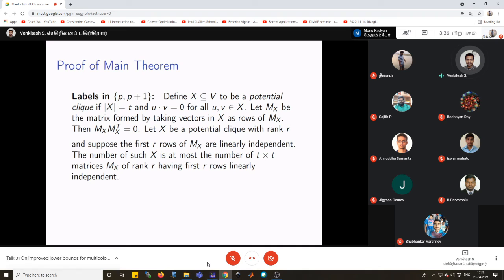And now if you see, X is a subset of V, but calculating matrices whose rows come from V is a little difficult, because V is not a very neat subset in that sense. But we can always upper bound it by the count of matrices satisfying this property, where the rows are not restricted to be in V, they could just be from the vector space. Therefore, the number of such potential cliques of rank R is at most the number of T cross T matrices Mx of rank R having the first R rows linearly independent. And it's T cross T because in a t-dimensional vector space the length of every vector is T and the size of X is T. So there are T rows.